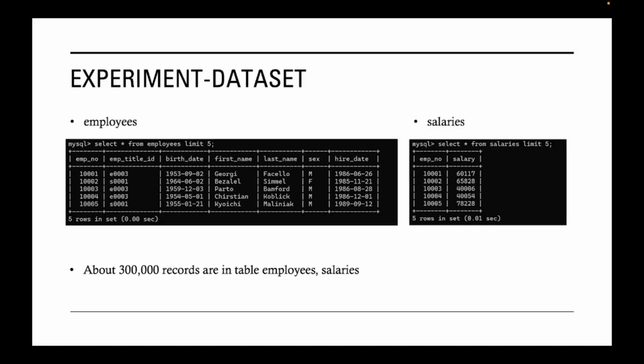For our tests, we used a dataset that simulates a typical enterprise employee database. The database includes 2 main tables, employees and salaries. Both tables are large, with about 300,000 records. The data structure, as shown in the sample rows, is standard relational data, allowing us to perform realistic OLTP and OLAP operations.